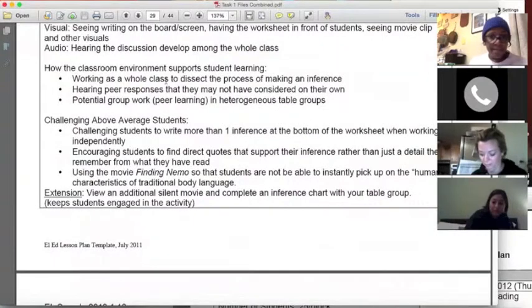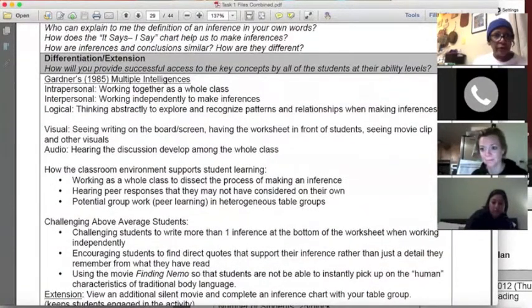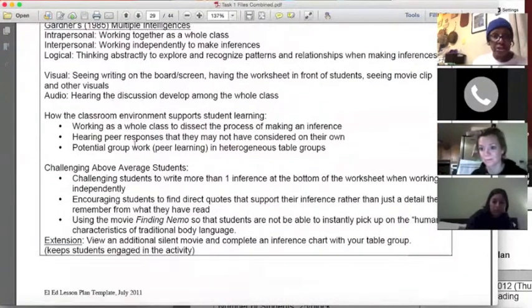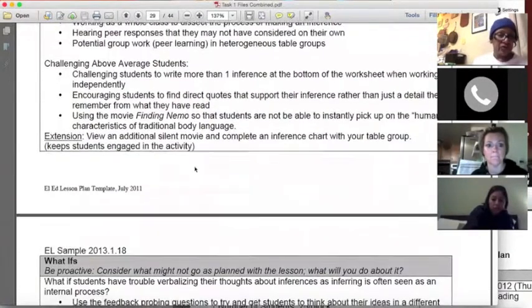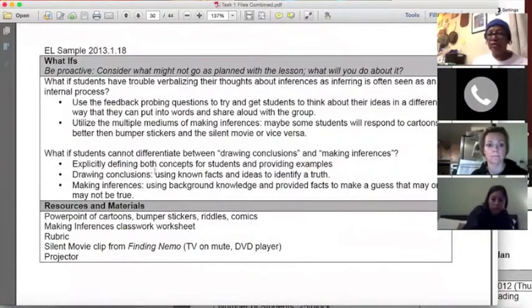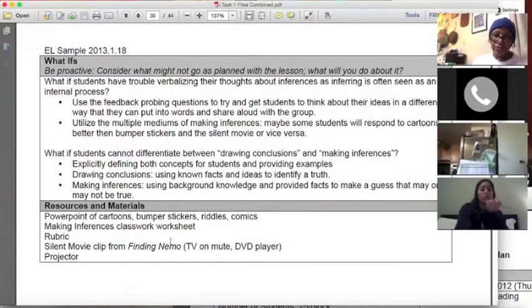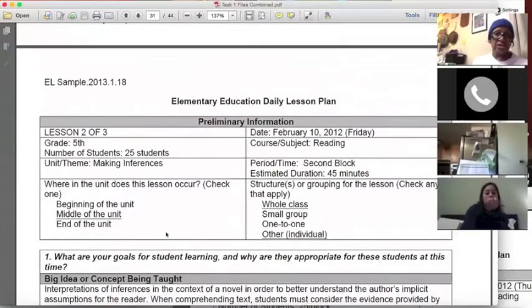Keep going. So then we have over here the differentiations. And remember, you described your class as challenging, above average students, below average students, whatever it happens to be, extensions. And then these are your considerations. What if something happens? What do you anticipate? How are you going to shore up the things that you anticipate? What resources are you going to need in order to teach this lesson?